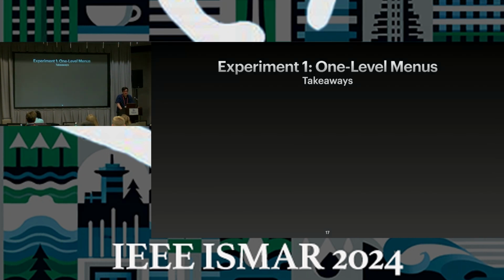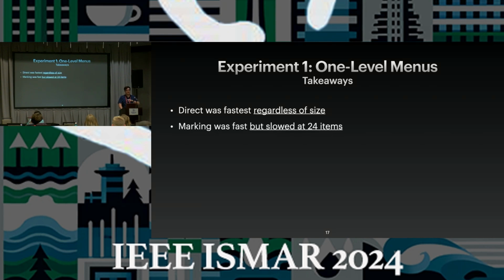So in terms of general takeaways from this experiment, direct was fastest regardless of the size. Marking was fast, but with this kind of setup, it was slower at 24 items.